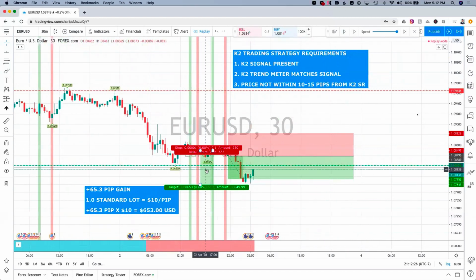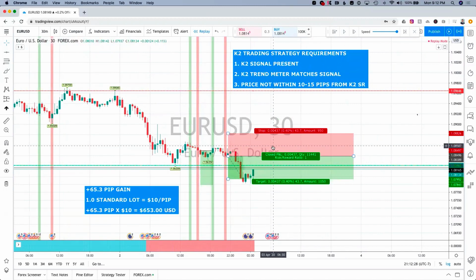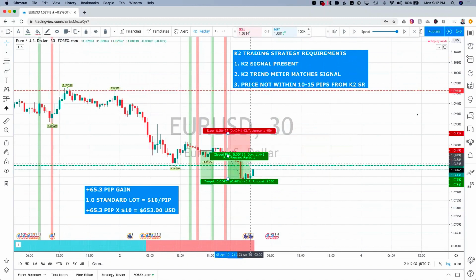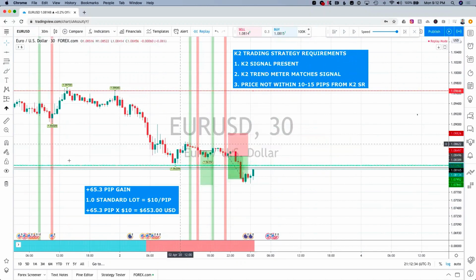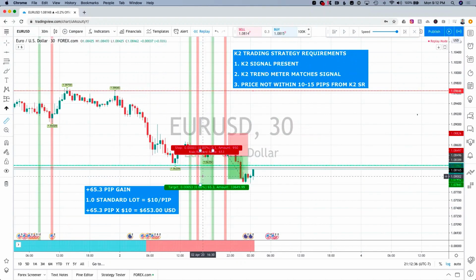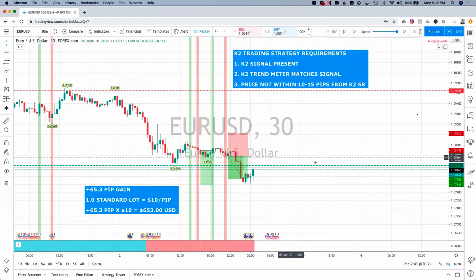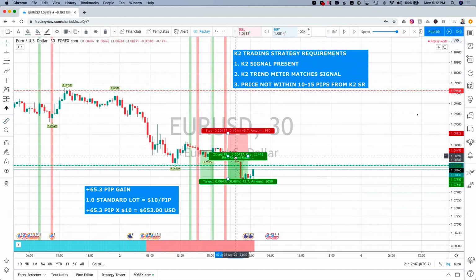So you'd have made 65.3 plus 43.7. If you add that up together, it's probably about $1,000 in profit for 2 trades. Yeah, so within about 9 hours, you would have made about $1,000, which was pretty nice. Yeah, this is how you would apply the original strategy.